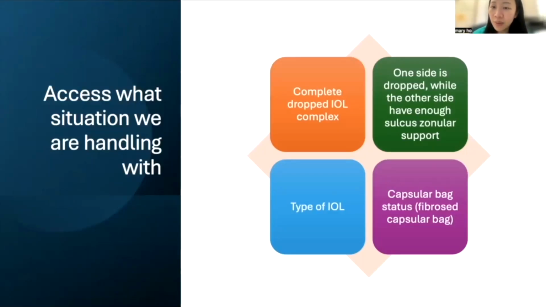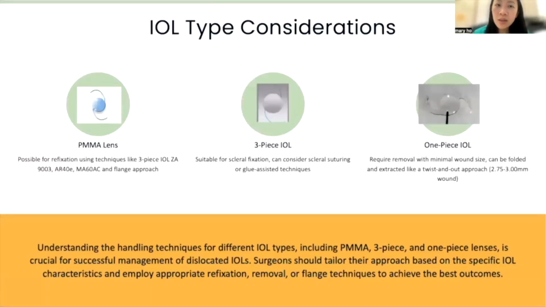The type of the IOL that we are handling, and also the capsular bag status, whether it's a prolonged fibrosed capsular bag that is very difficult to separate from the intraocular lens. So these are the common things we have to bear in mind before handling a dislocated lens. In the old days, we did a lot of ECCEs for dense cataract. The patient tended to be inserted with a PMMA lens. For the PMMA lens without anchor sites at the eyelets at the haptic, it would be very difficult to resuture the PMMA lens back to the sclera.